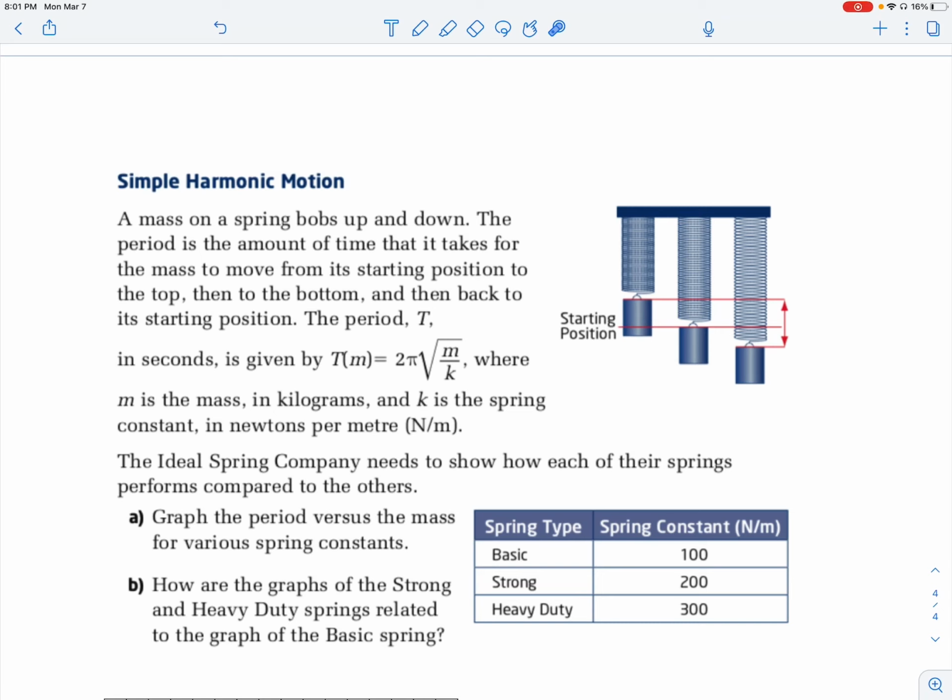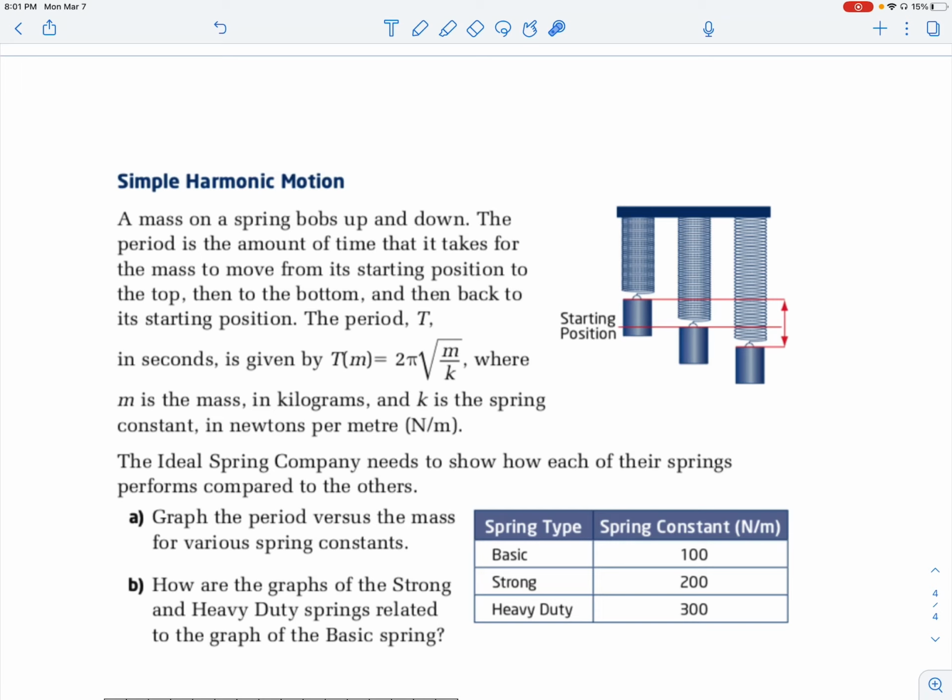So in this example, we have a mass on a spring, and it bobs up and down. The period is the amount of time that it takes for the mass to move from its starting position to the top, then to the bottom, then back to the starting position. So one full cycle. The period T is in seconds, and it's given by this equation here.